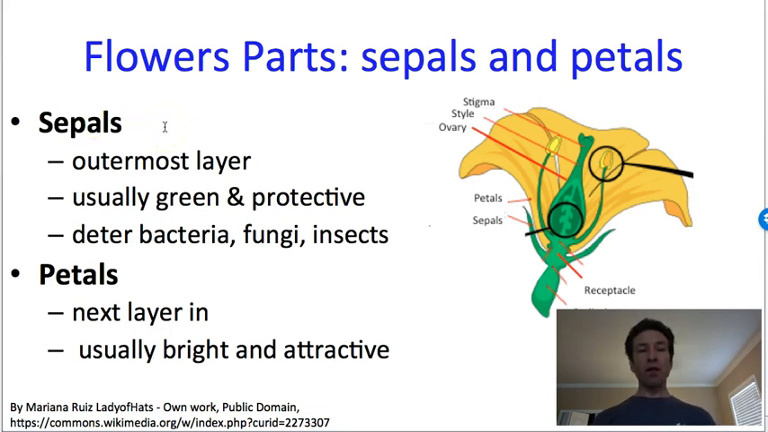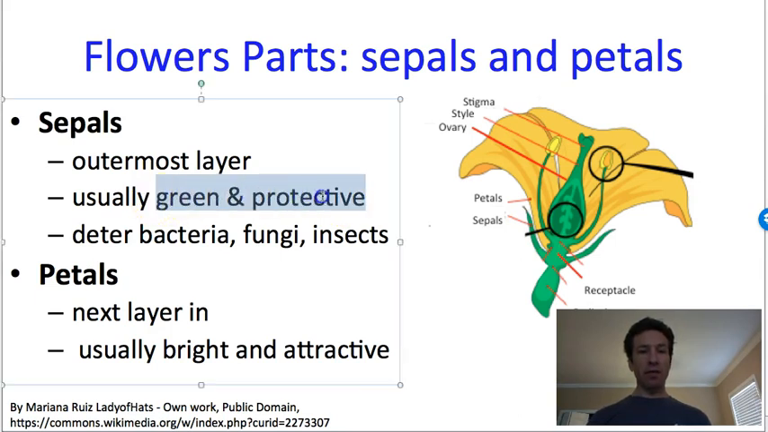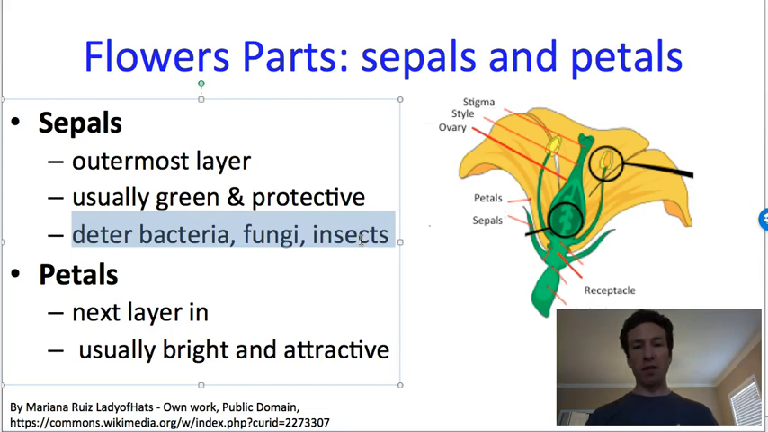So the next two parts of the flower are going to be the sepals and the petals. The sepals are outermost. In most species, they are green and protective. And what are they protecting from? Especially during flower development, before it's opened, they are protecting the flower from getting bacterial infections or fungal infections, or from insects that come and might want to eat that flower.